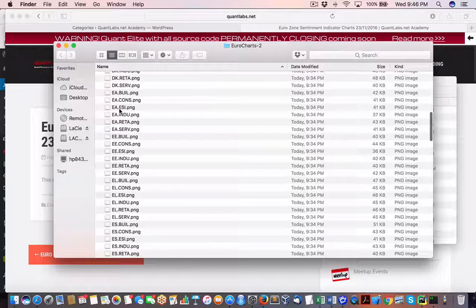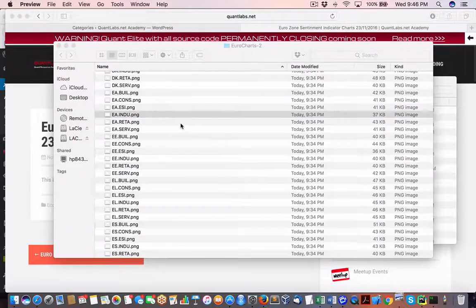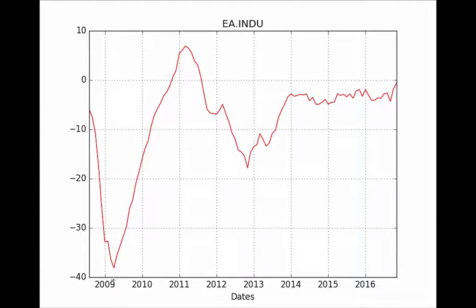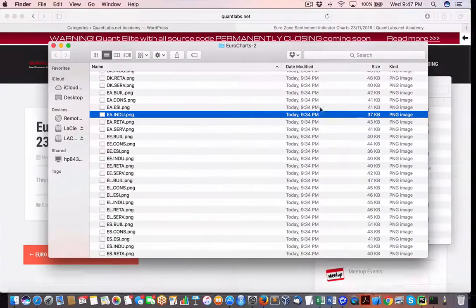construction, the ESI itself, the industrials, retail, and services. These are indicators, and they give you a chart of how things are looking through the years. Here we go as far back as 2009. We do this to show the historical. For the last five or six years, you can see it's been kind of flatlining for the EA industrial, but there's some sort of movement here.